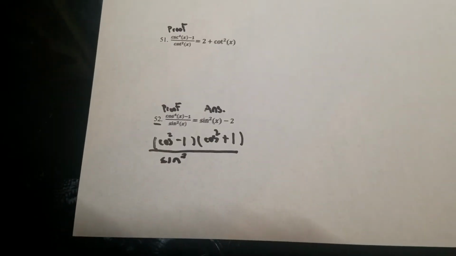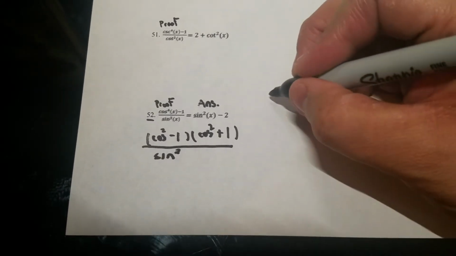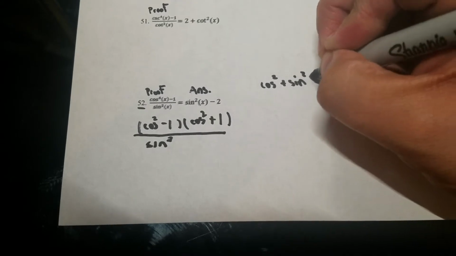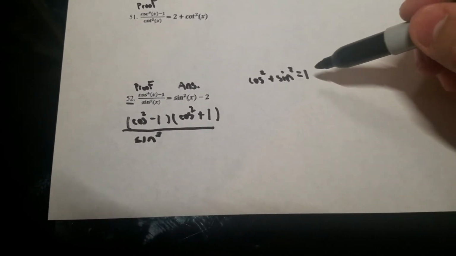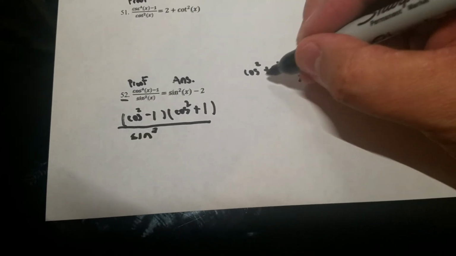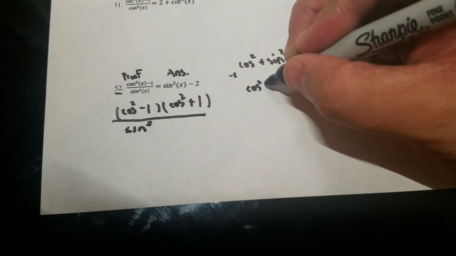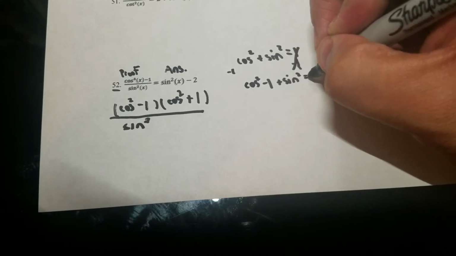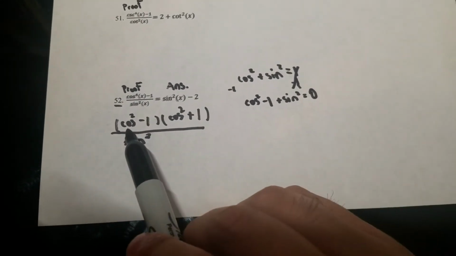one of the Pythagorean identities, and I know that I have cosine squared plus sine squared equals 1. Okay, so if I move the 1 to the other side, it starts looking like this. Cosine squared -1 plus sine squared equals 0. Okay, again, starting to look like this one right here.